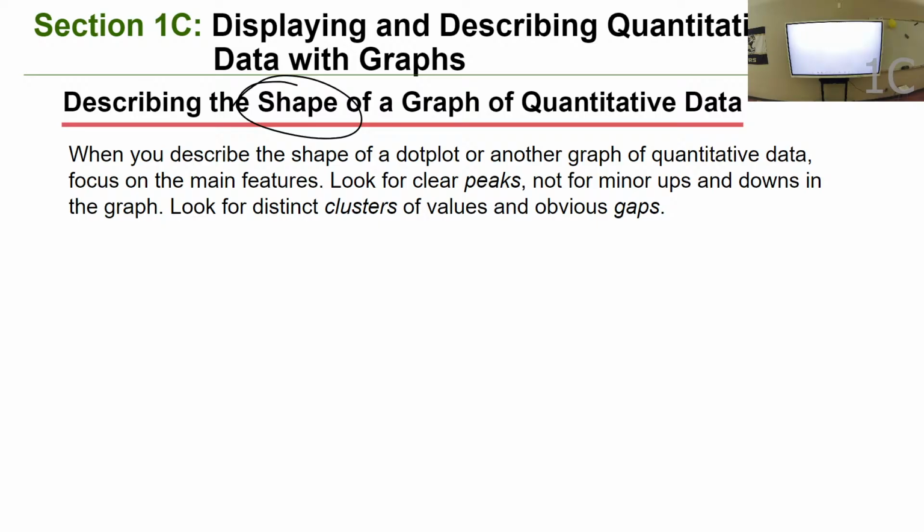When you describe the shape of a dot plot or another graph of quantitative data, focus on the main features. You're looking at the overall picture. Look for clear peaks, not little short ones. Not minor ups and downs. Look for distinct clusters and obvious gaps. Don't look into the really small things and negate it. It's just an overall picture, okay?